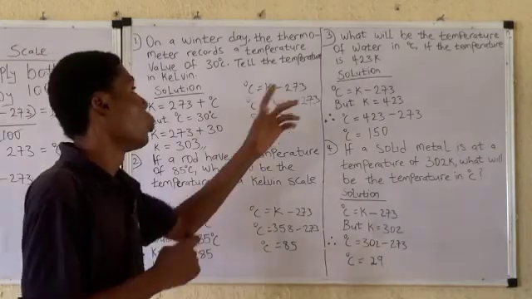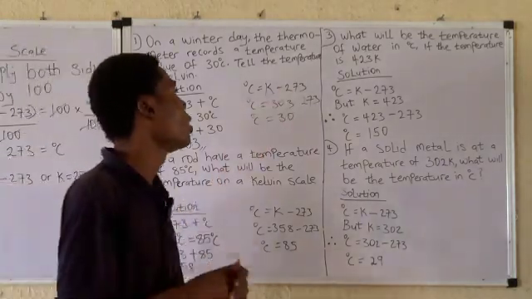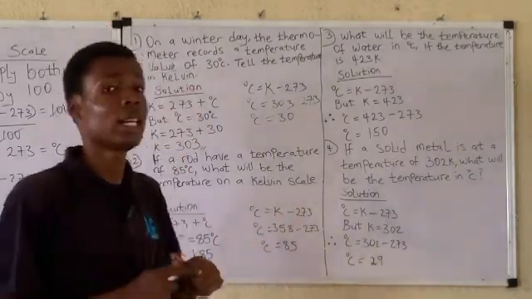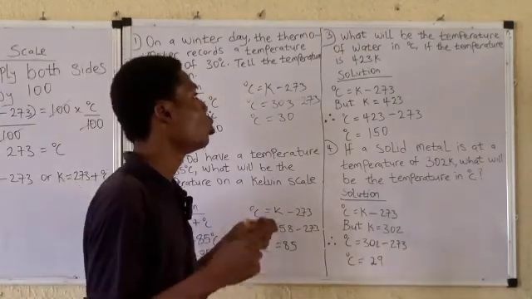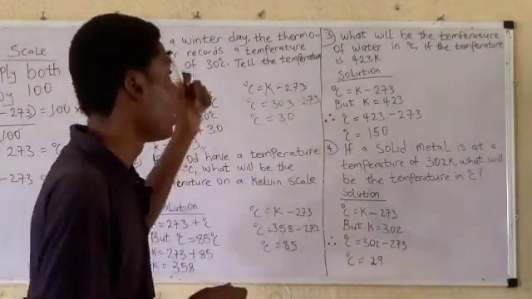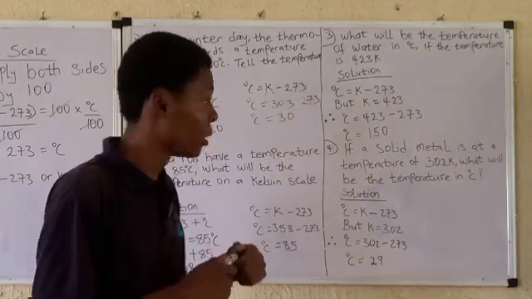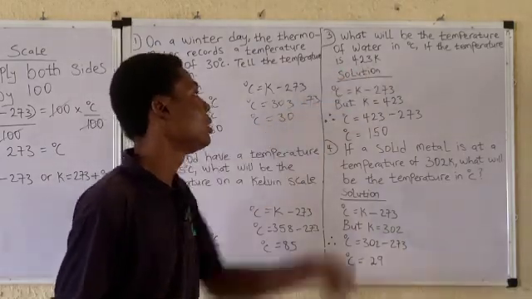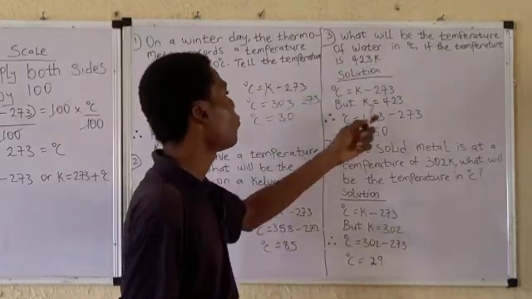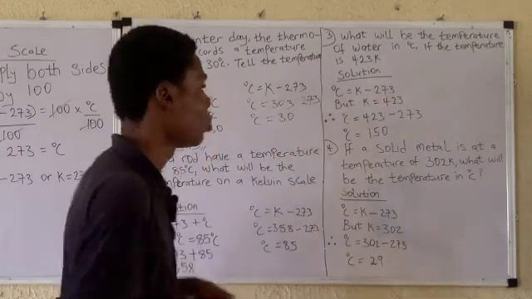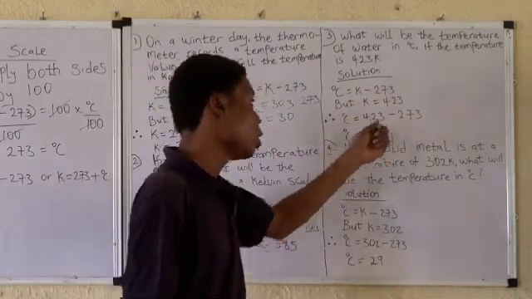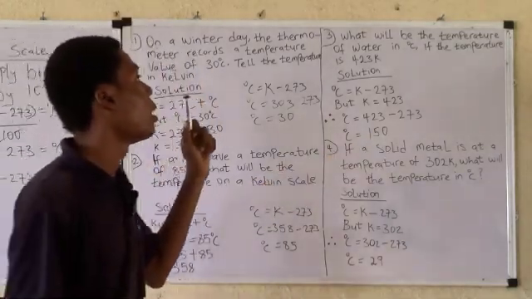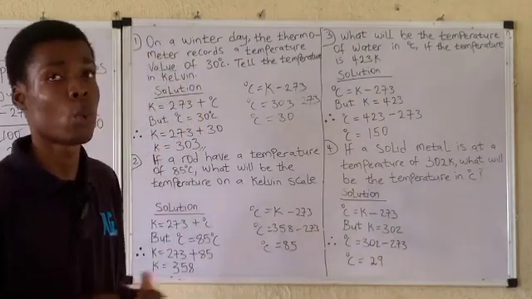Now we move to number 3 question. Number 3 question says, what will be the temperature of water in degrees Celsius if the temperature is 423? Now we also use the same formula for degrees Celsius, which is Kelvin minus 273. Now what is our Kelvin in the question? Our Kelvin is 423. So using the formula, we use 423 minus 273, which we have here. So 423 minus 273 equal to 150. So our answer in degrees Celsius is 150.